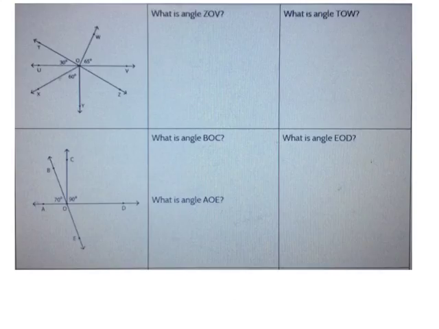Let's try a couple more examples. What is angle ZOV? Angle ZOV is vertical to angle TOU. If angle ZOV is vertical to angle TOU, what is the value of ZOV? It's 30 degrees. Vertical angles are always congruent or equal to one another.